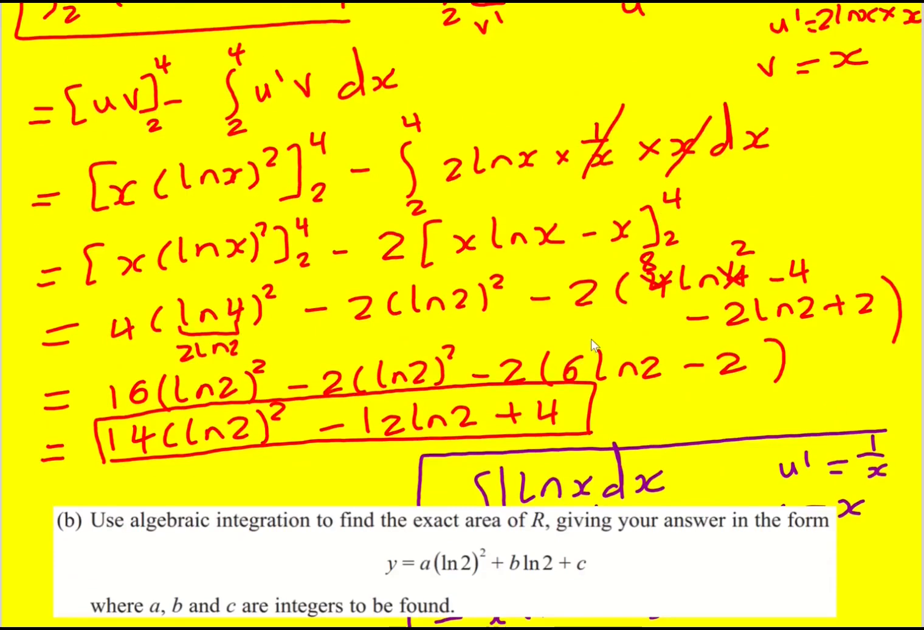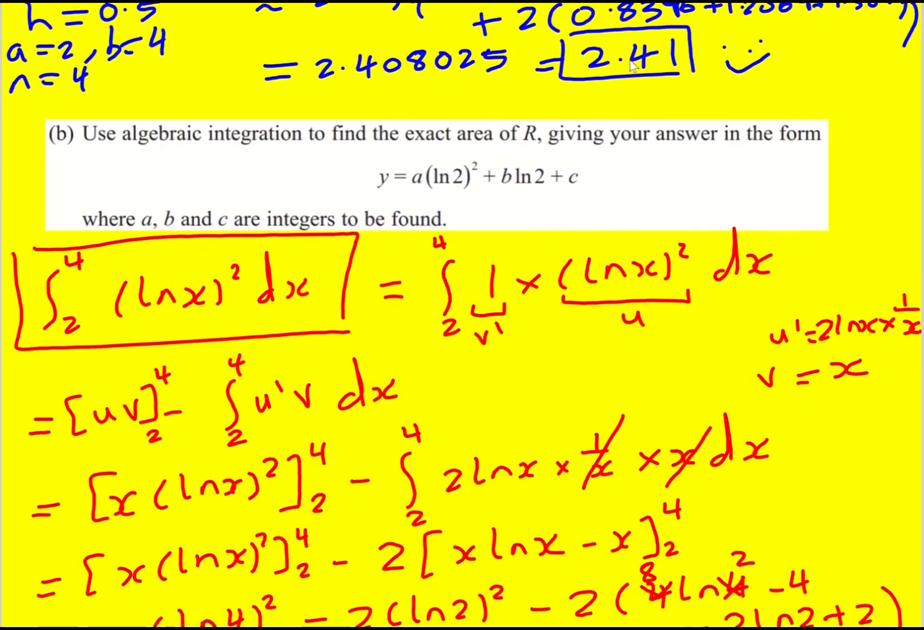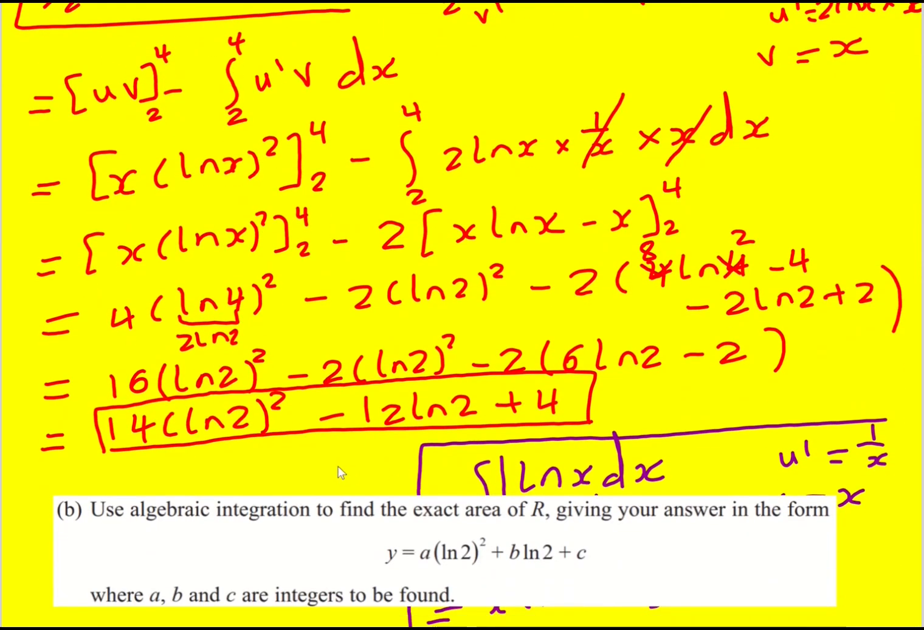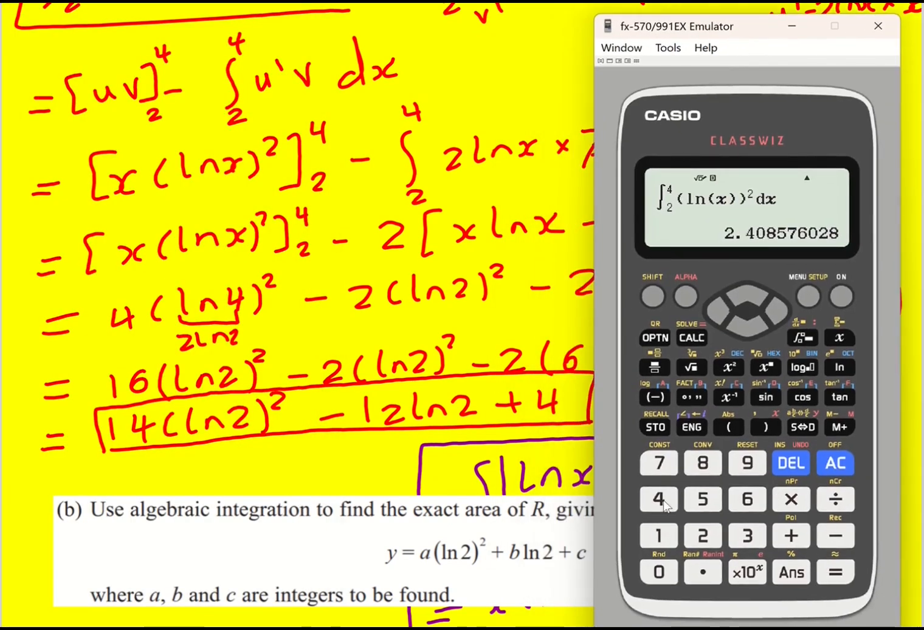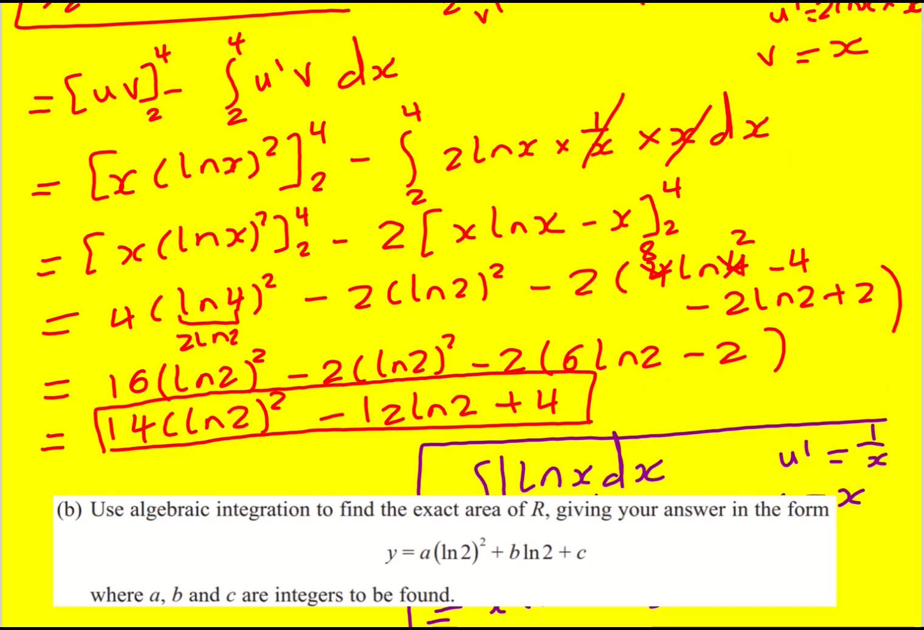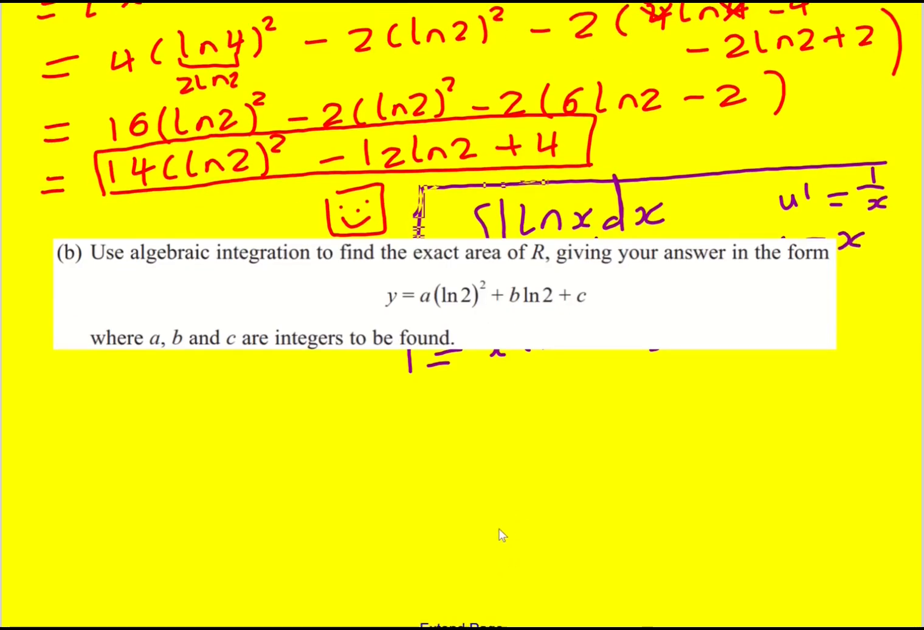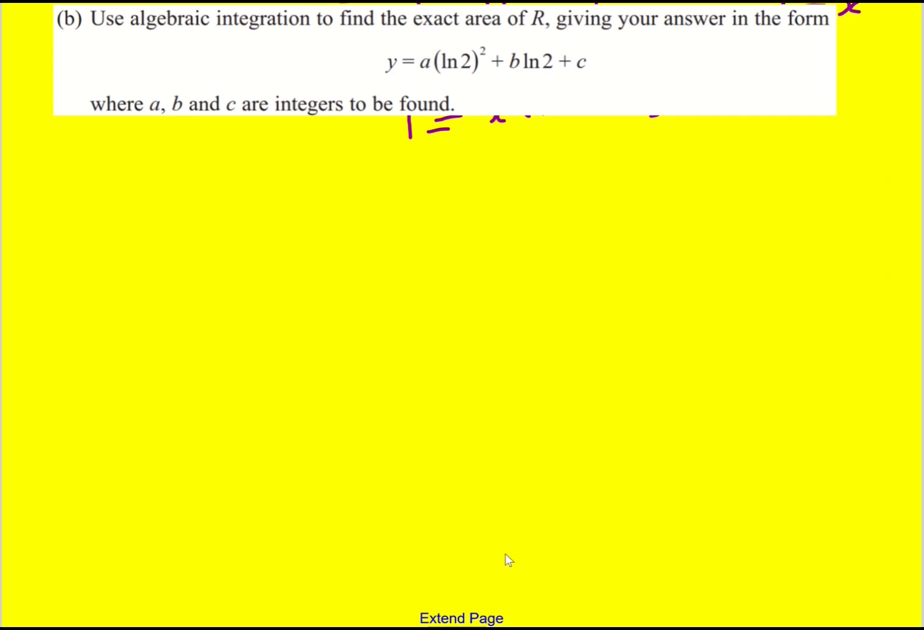Like I said, let's just check it, because we know it should be 2.41 to 3 significant figures. It's so easy to make a mistake here. It's got to be said, when you're just going between these things. So 14 (ln 2) all squared minus 12 ln 2 plus 4, and we get the 2.41 again. Okay, one more method. Even if you can do an integral, it's quite often insightful to try a different method.